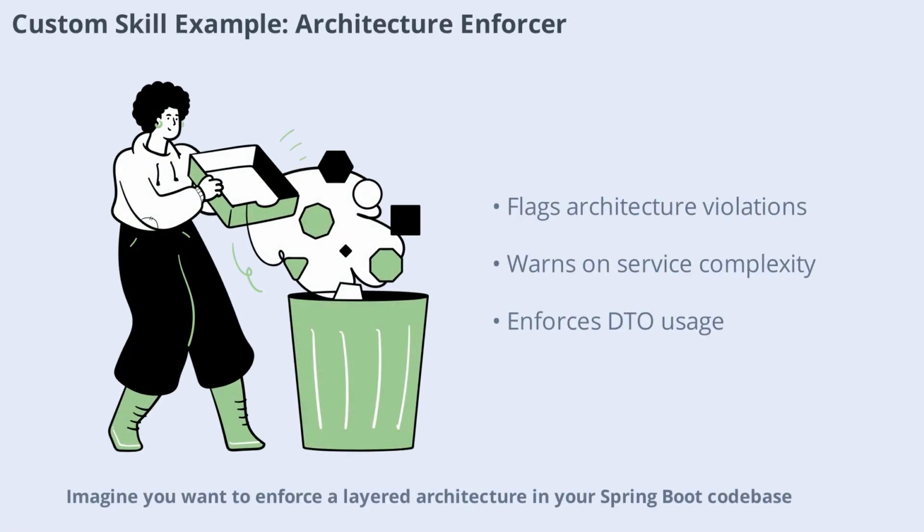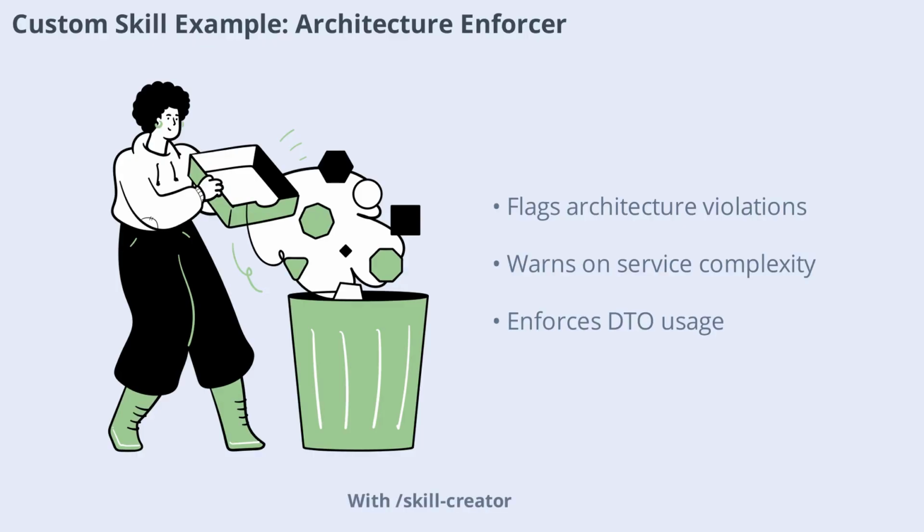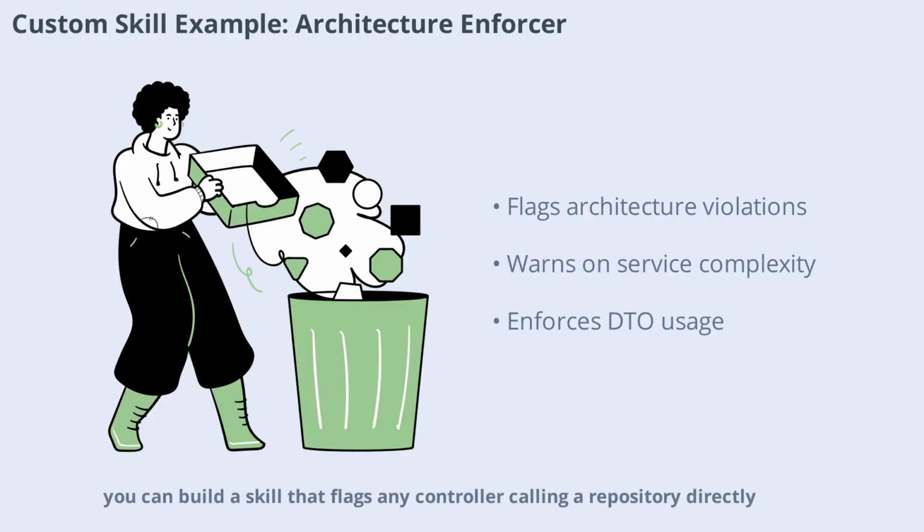Imagine you want to enforce a layered architecture in your Spring Boot codebase. With Skill Creator, you can build a skill that flags any controller calling a repository directly, warns when a service has too many dependencies, and ensures all controller responses use DTOs. This helps maintain a clean, maintainable codebase and prevents architectural drift as your project grows.